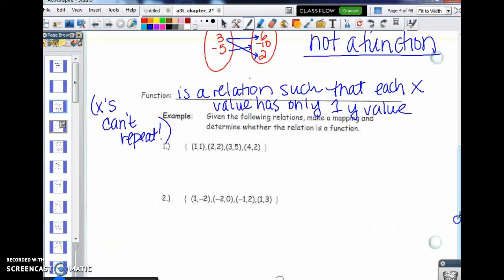All right, let's scroll down. We're going to do the same thing here. We want to do a mapping. So, do our mapping here. 1, 2, 3, 4, and 1, 2, 5. Okay. 1 goes to 1, 2 goes to 2, 3 goes to 5, 4 goes to 2. We see 2 goes to 2 and 4 goes to 2. That's okay because our y is repeated. So yes, this is a function.